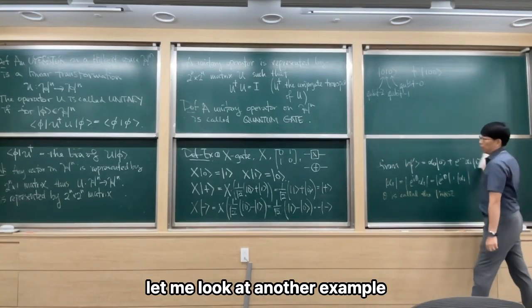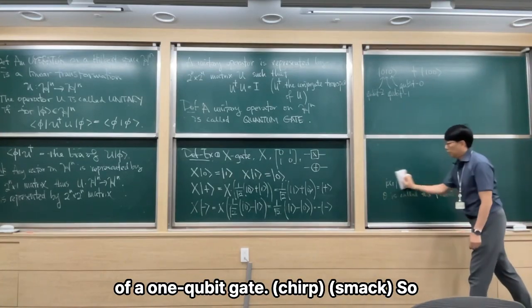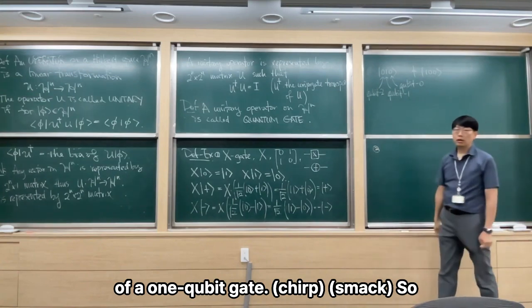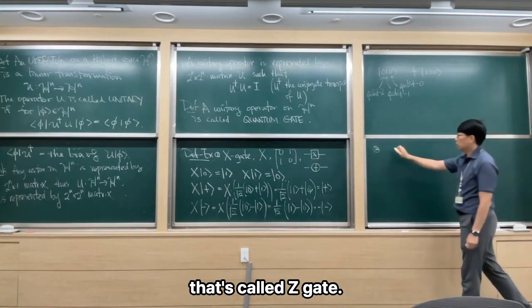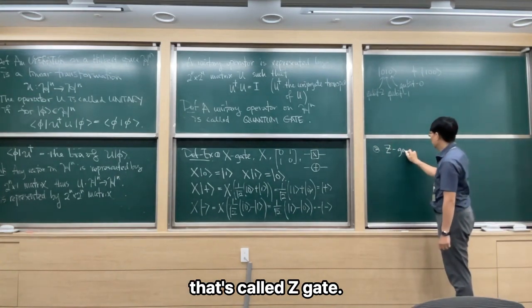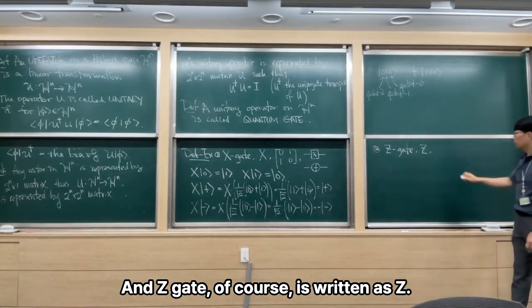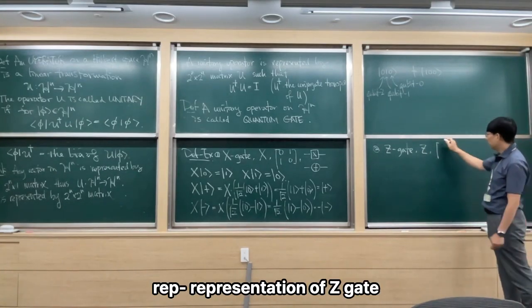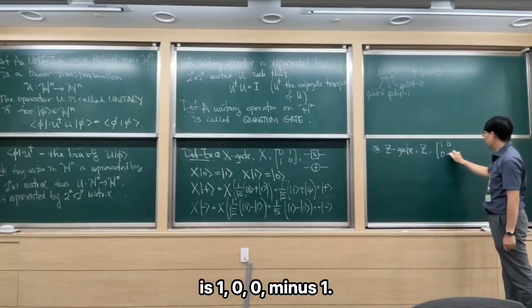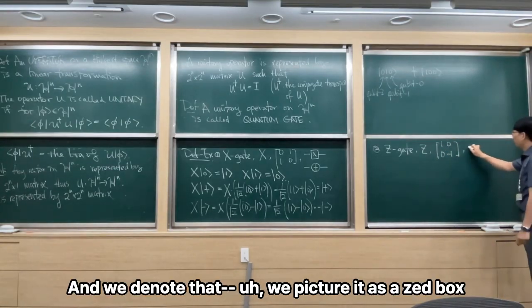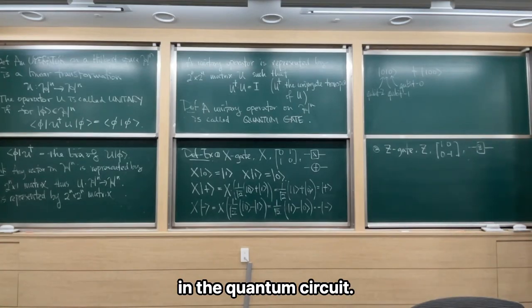So let me look at another example of 1 qubit gate. That's called Z gate. And Z gate, of course, is written as Z. And the matrix representation of Z gate is 1, 0, 0, minus 1. And we denote that, we picture it as Z box in the quantum circuit.